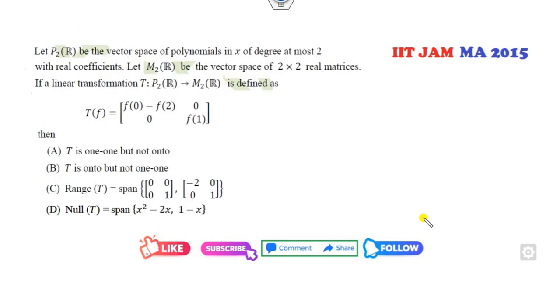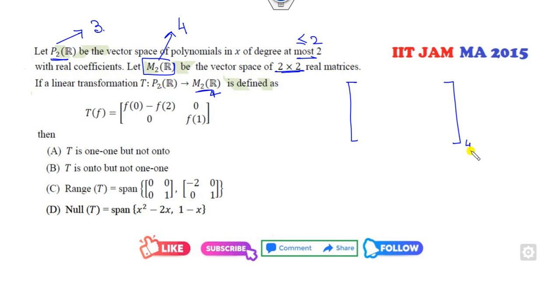Fine. Okay, look at this one. P2 is polynomials of degree at most 2, so the dimension of this is my 3. M2R is 2 cross 2. What is the dimension of this? 4. So now, what is the size of this matrix? It's 4 and 3, so 4 cross 3. Fine. Now F is the polynomial. So it's a 4 cross 3, so I can take 1. Now remember, I can't take it like this.